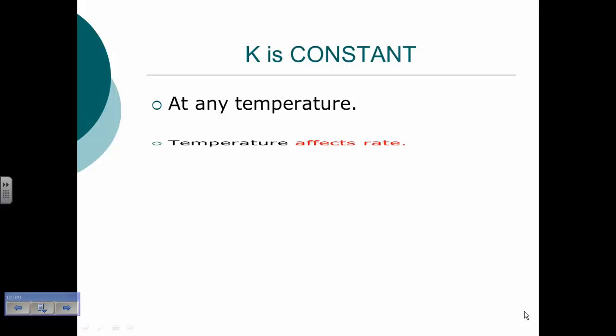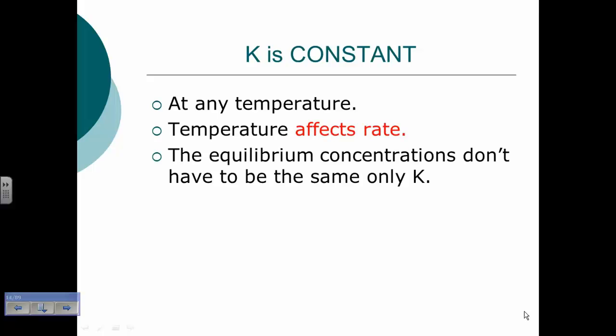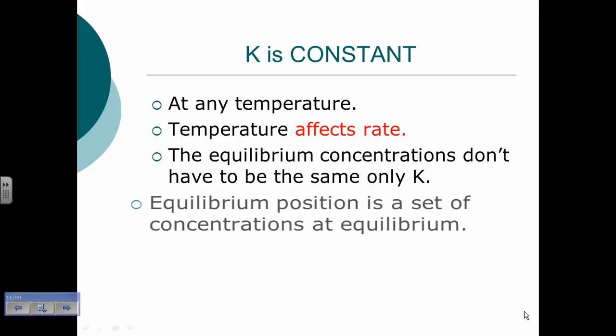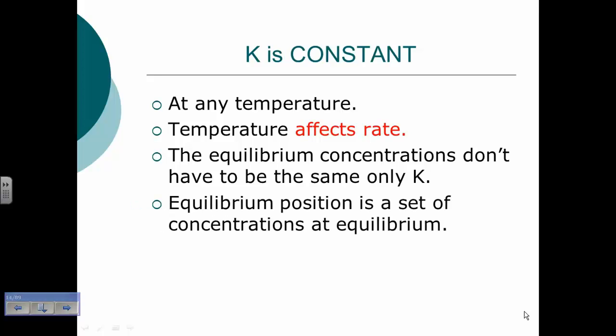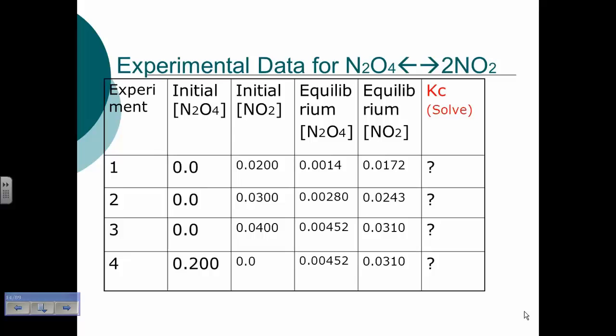K is indeed a constant. It's constant at any temperature. We said temperature affects the rate, but once a dynamic equilibrium is established, it indeed holds constant. So equilibrium simply sets a position for the concentrations. K is a constant. Temperature affects the kinetics, but not the K in equilibrium.